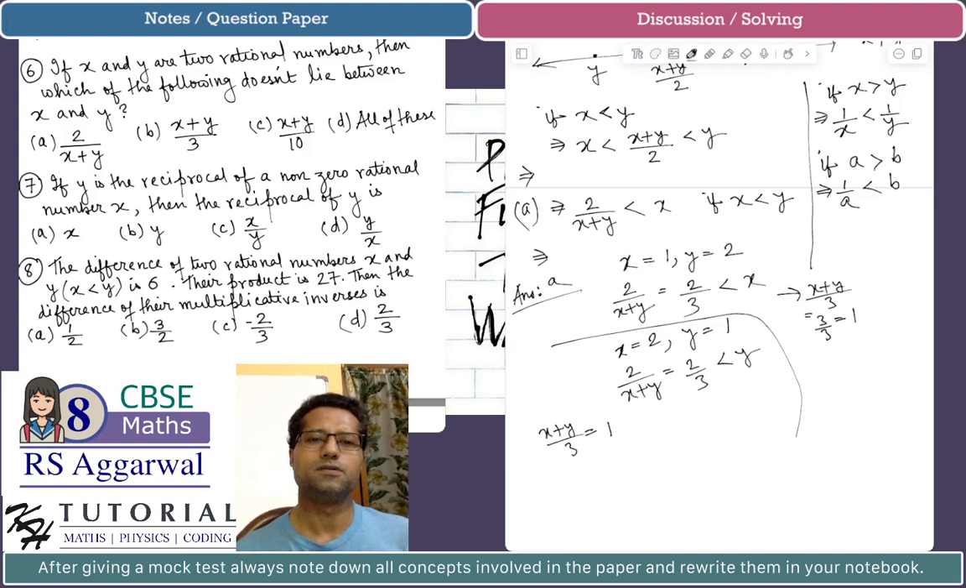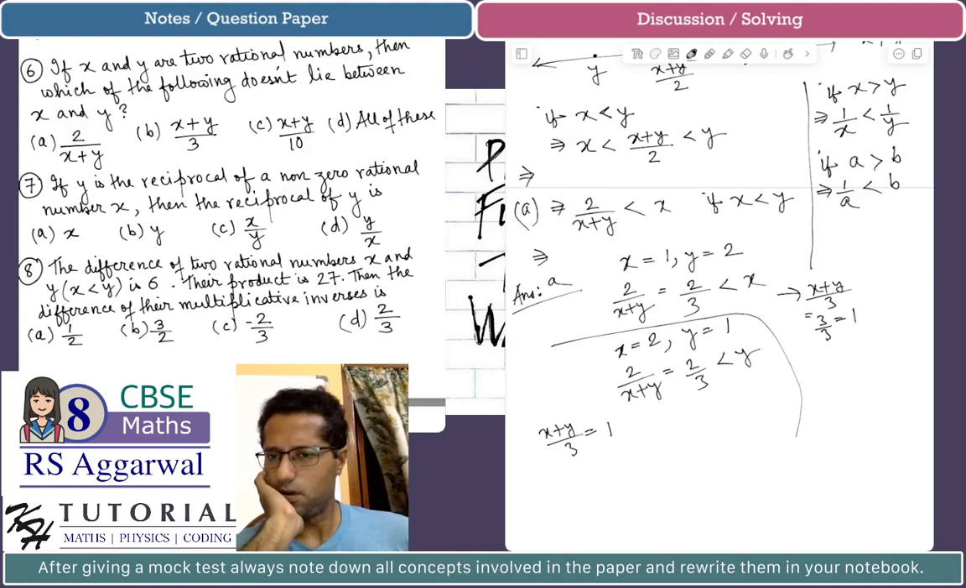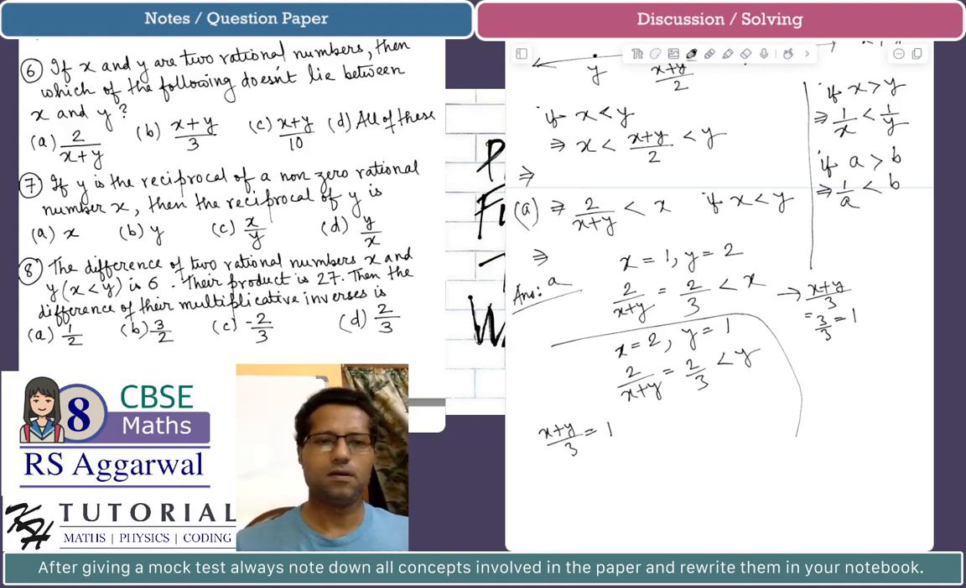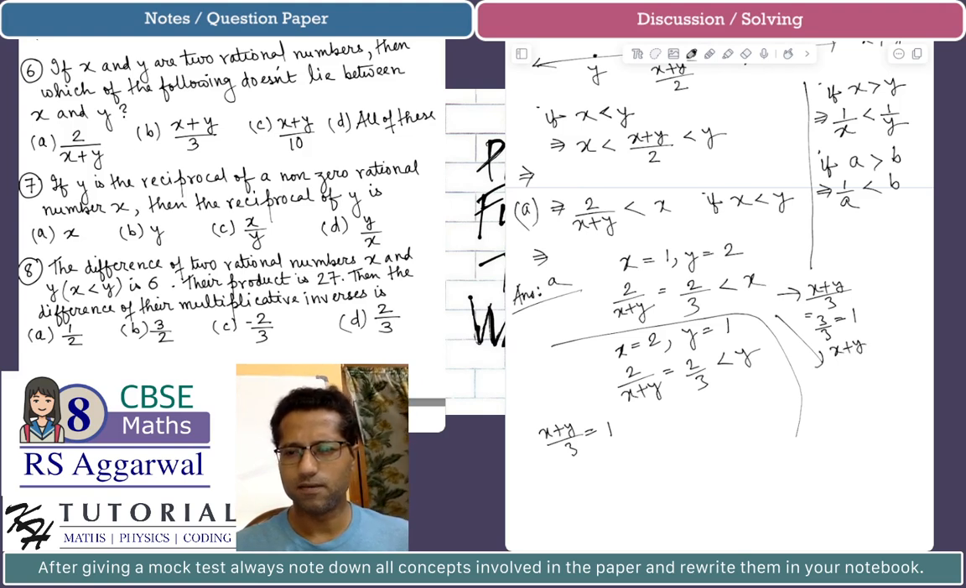Doesn't lie between x and y. So we have x plus y by 3, which is also not lying between x and y. Okay, so what about x plus y by 10? I think x plus y by 10 will also not lie between x and y. Let's see what x plus y by 10 is.